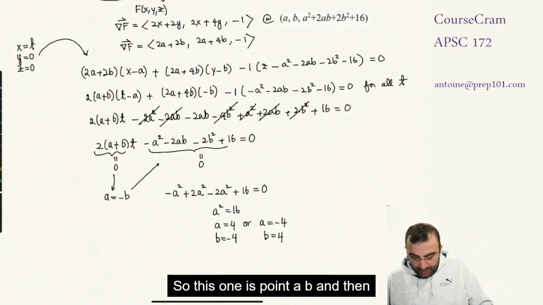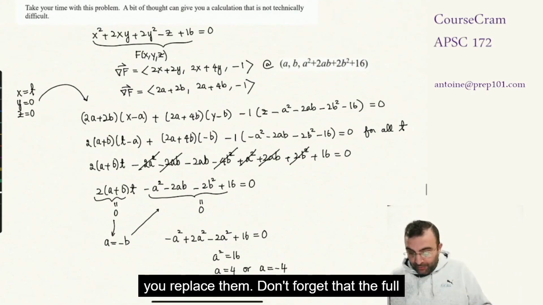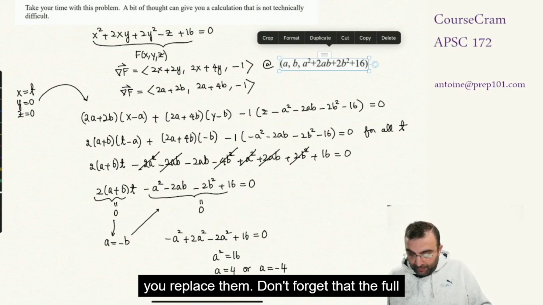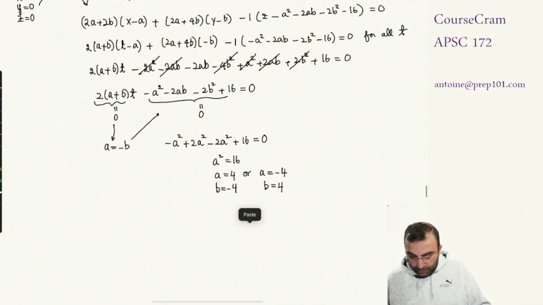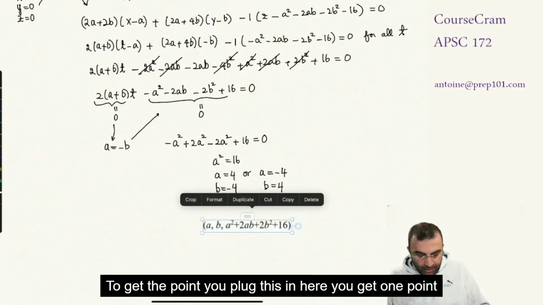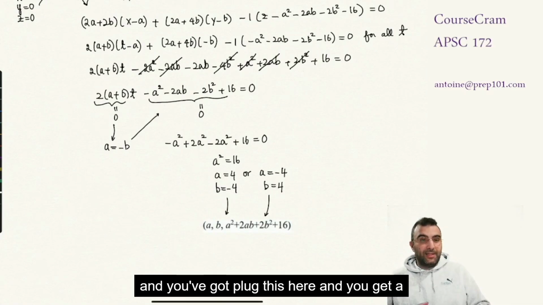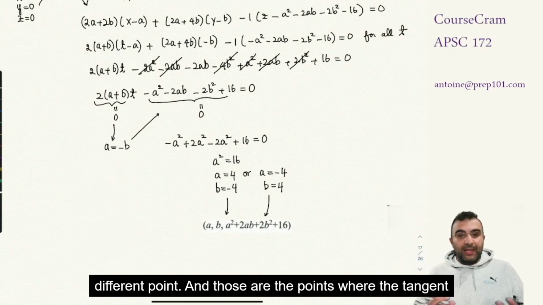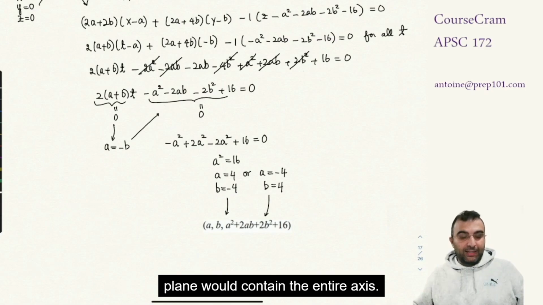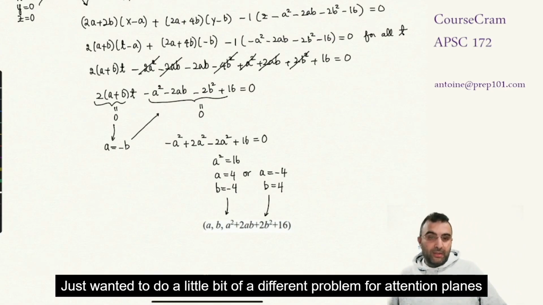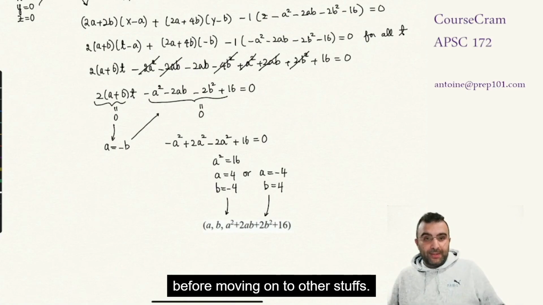So this one is point AB, and then you replace them. Don't forget that the full point is this. So to get the point, you plug this in here, you get 1 point, and you plug this here and you get a different point. And those are the points where the tangent plane would contain the entire x-axis. Just wanted to do a little bit of a different problem for tangent planes before moving on to other topics.